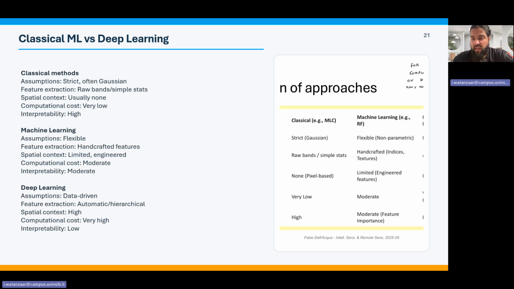Even here, in supervised classification with ML to learn about the spectral responses, there was the need for manual design, or handcrafted features. The computational cost of the classical method was very low, and for machine learning it was moderate. But it is obvious that the computational cost of deep learning will be very high because they need a neural engine and more powerful computational hardware. Interpretability is very high for the classical methods, moderate for machine learning, and quite low in deep learning because it's complex. That's why.